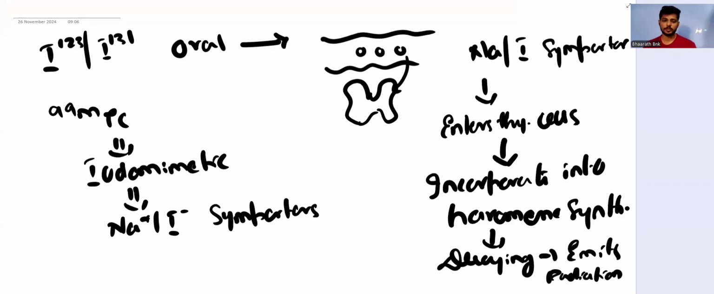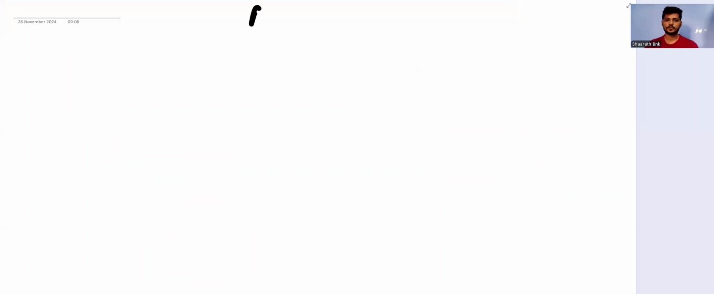Iodine gets incorporated into hormone synthesis. Technetium 99 does not get incorporated into the hormone synthesis. It stays in the thyroid cell, starts decaying, and by emitting the gamma radiations, which is captured to produce an image. Now, what are the applications of this?